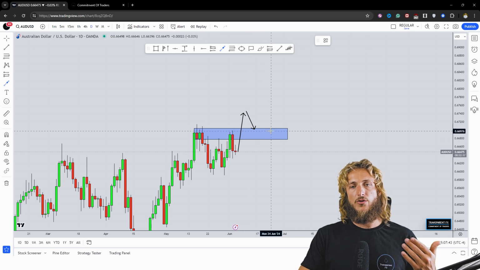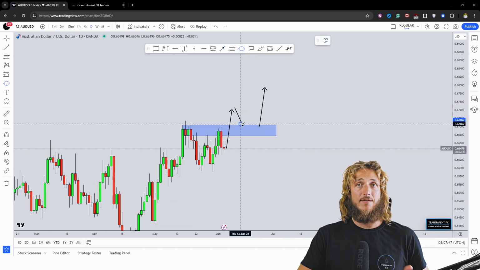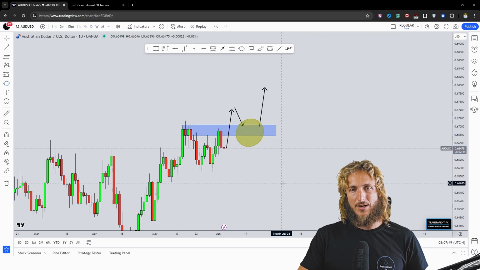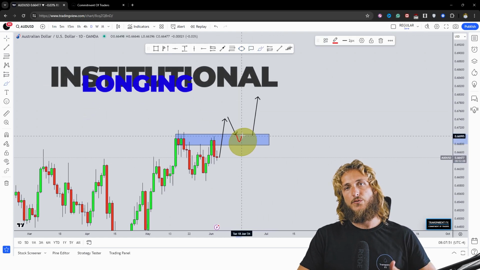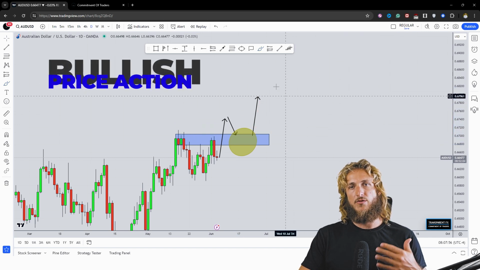And after the break, on the retest of the previous resistance turned support, that is where we would have high probabilities of getting more institutional longing, which at that point could further increase the probabilities of a potential rejection to the upside away from this zone.